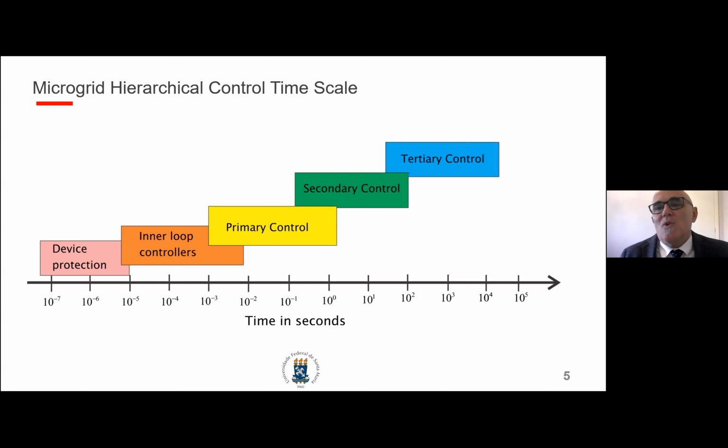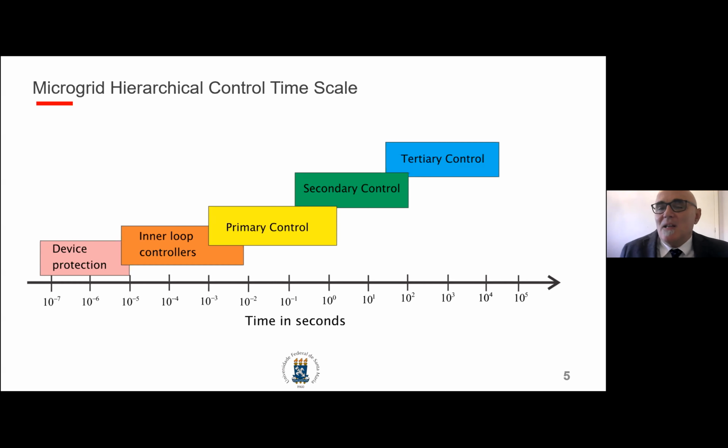So if you want to compensate for that, you have to design inner loops. You also have to protect the devices against overcurrent, so inner current loops help in this sense. Inner voltage loops for primary control also help with the compensation of these non-linearities.